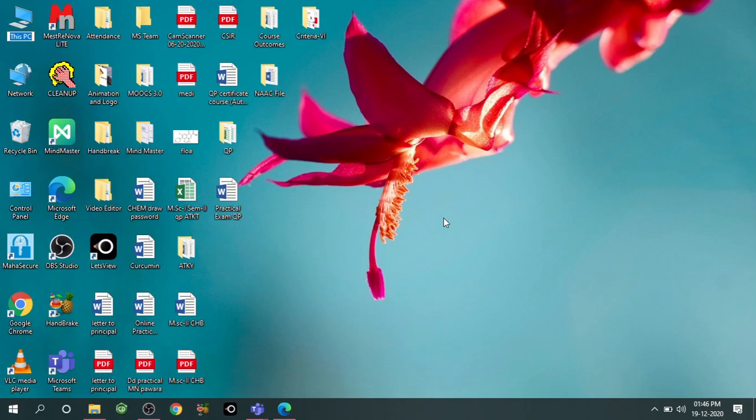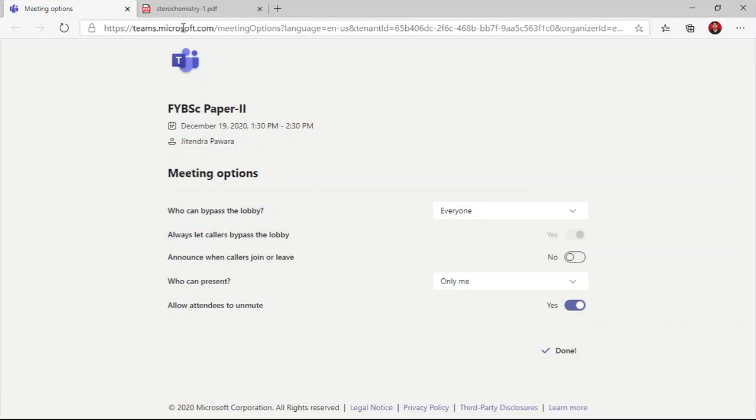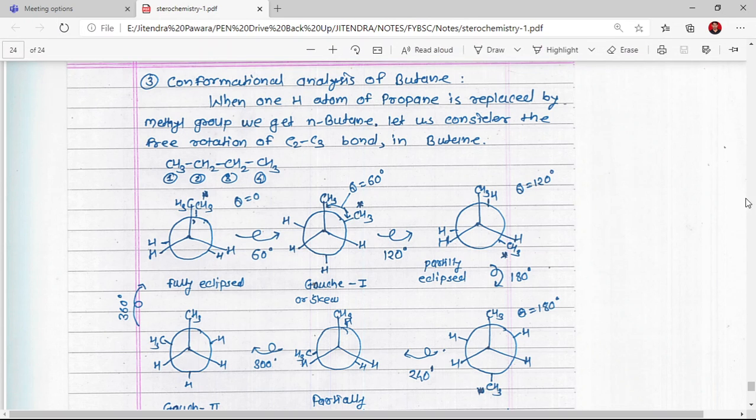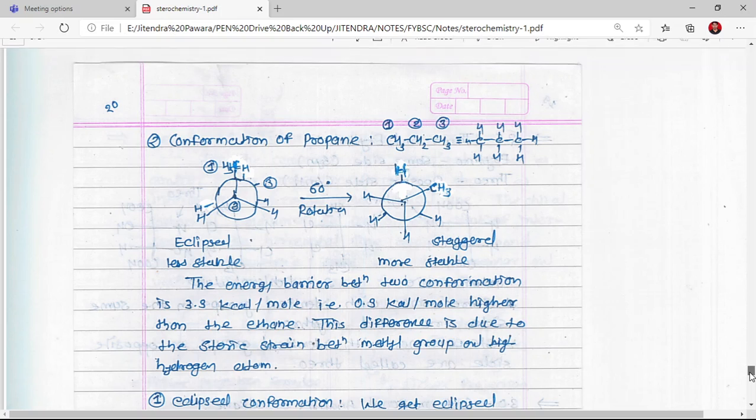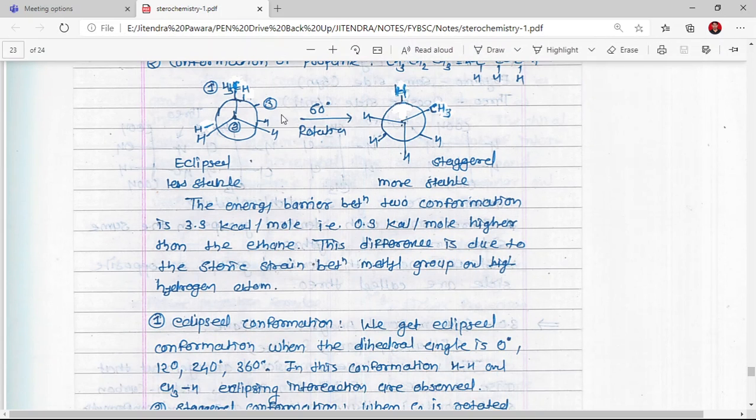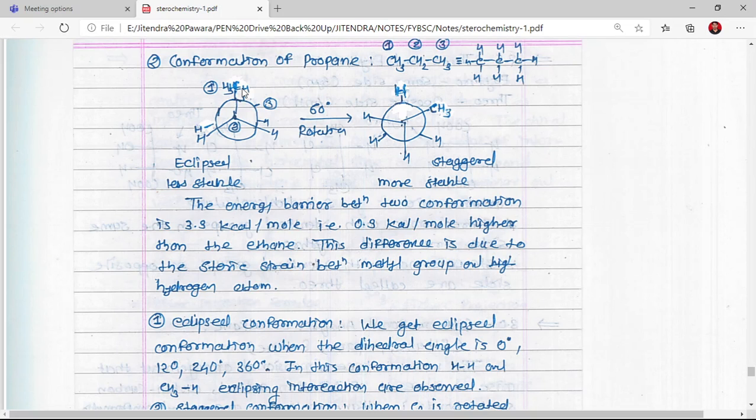240 and 360. In this conformation, HH and CH3H interactions are involved. This is the conformation of propane. Here CH3H and HH interactions are involved in the eclipse conformation.